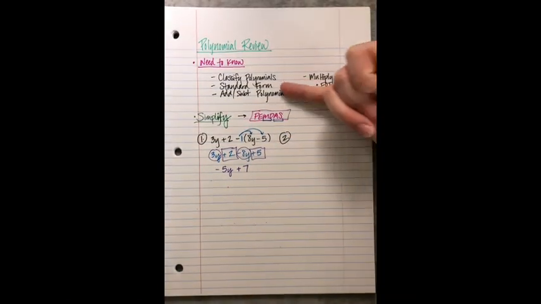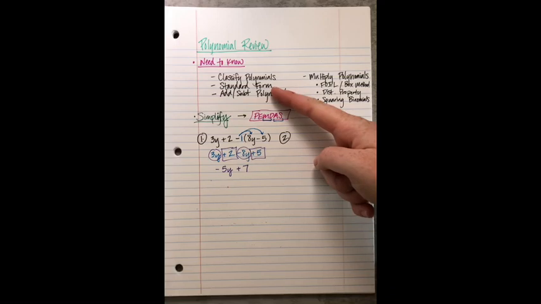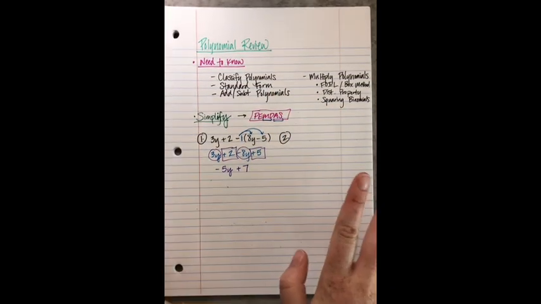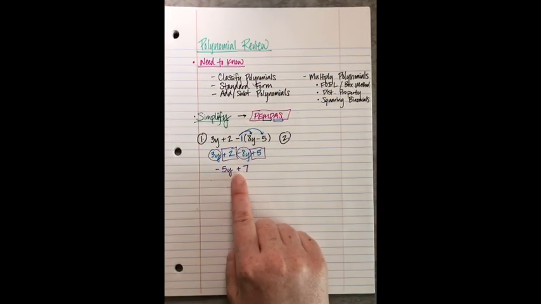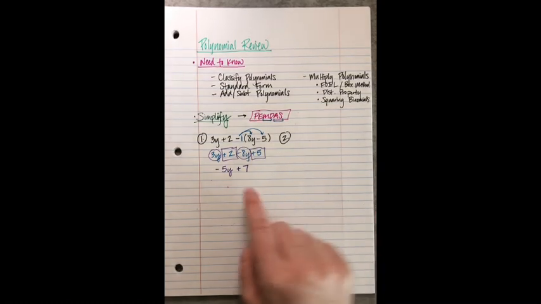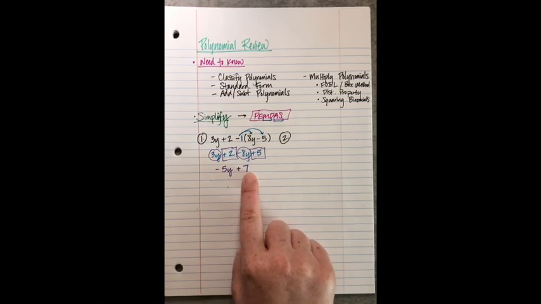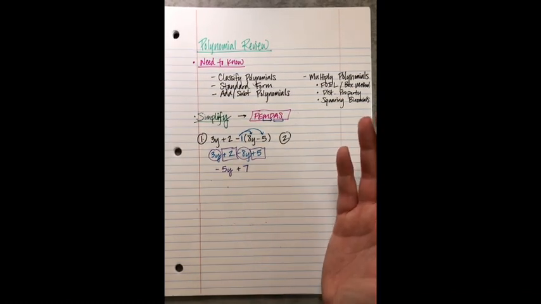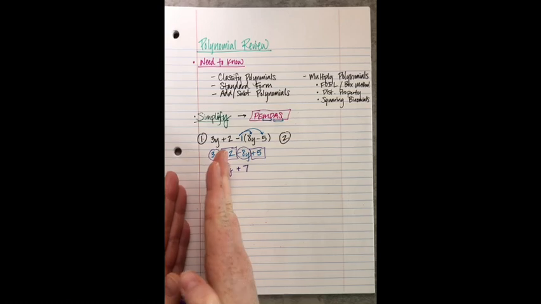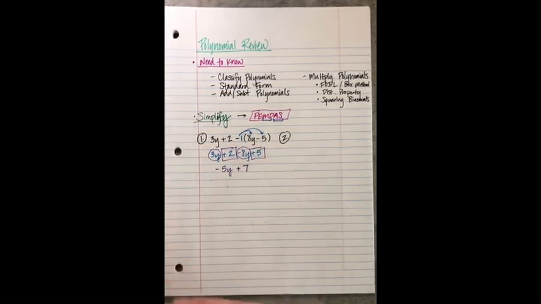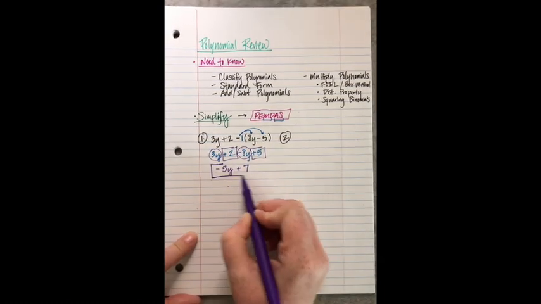So let's check. Is this in standard form? Highest degree to lowest degree. Some of you are thinking, well, there's no exponent, I can't tell. Yeah, variables have that secret exponent of 1. So this does have a degree of 1, whereas 7 is a constant, has a degree of 0. So we went from a degree of 1 to a degree of 0. This is definitely in standard form.